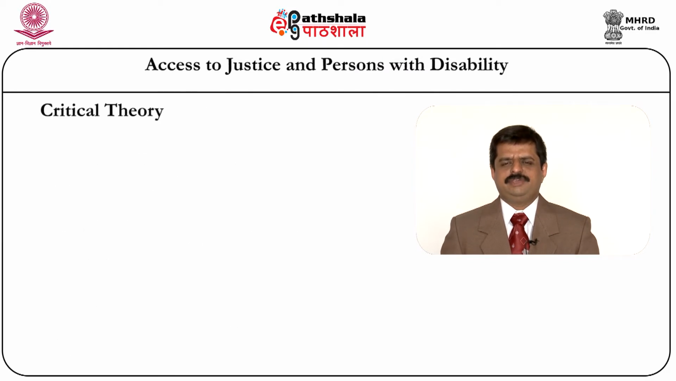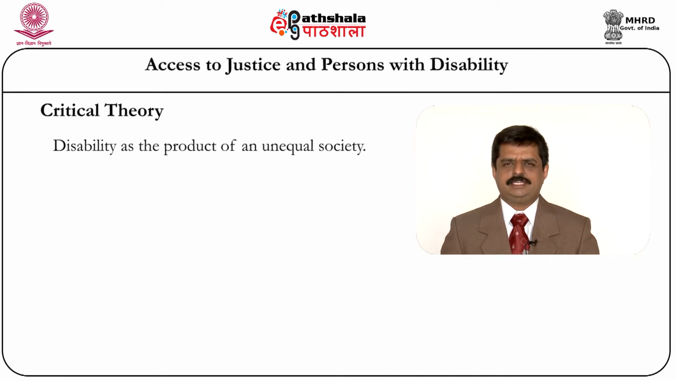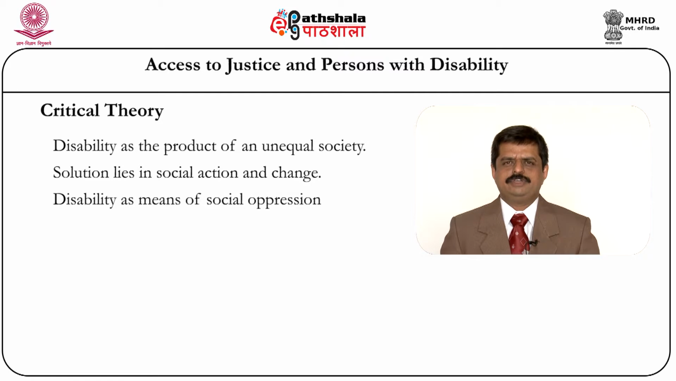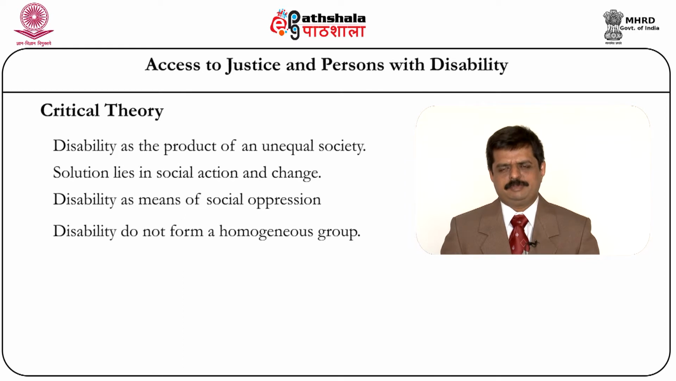Then the critical theory. Now, the critical theory is a theory where they consider disablement, or disability, as a result of an unequal society, and this unequal society has to be brought to an equality level through social action, through social revolution. Again, here we are talking about equality without considering the variety of problems which disabled people suffer. So, these are the different theories of disability. Moving on to rehabilitation.